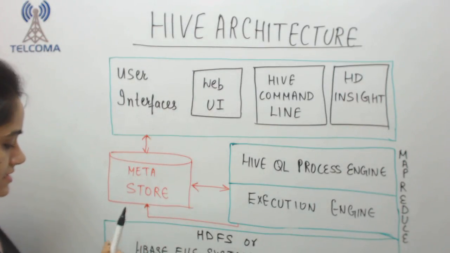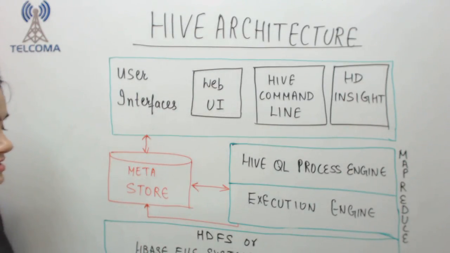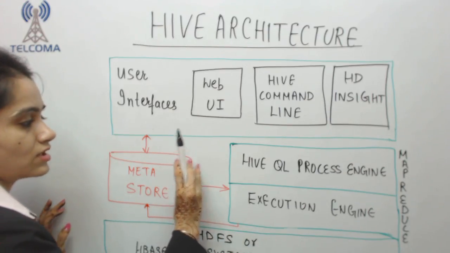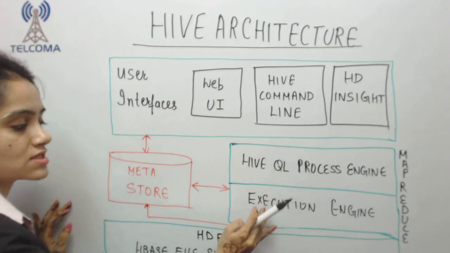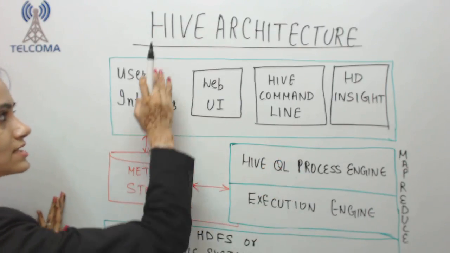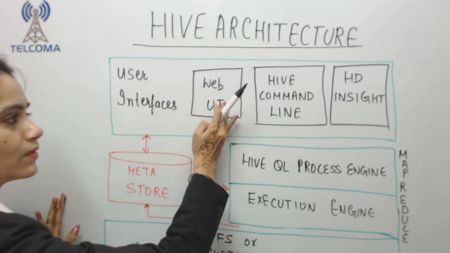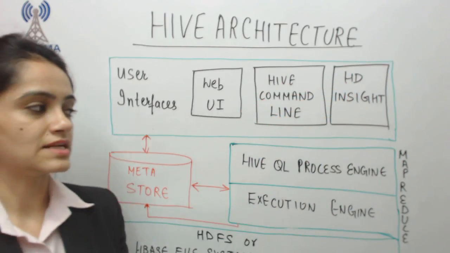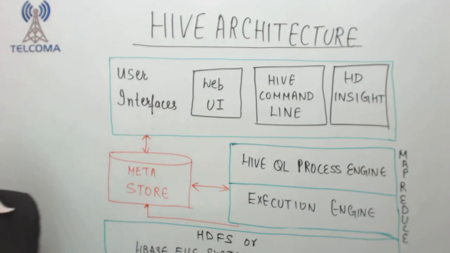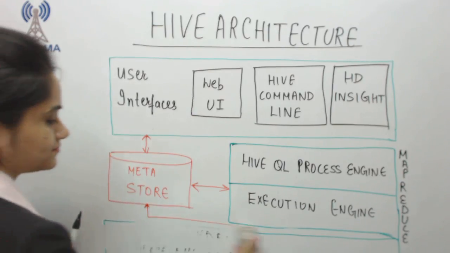In this we have a file system where we can store files. Then we have a meta store. We have a MapReduce part in which we have HIVE query language process engine and execution engine. Whereas in user interfaces we have web UI, HIVE command line and HD Insight. So this will represent the complete architecture of HIVE. Now let's discuss its parts.